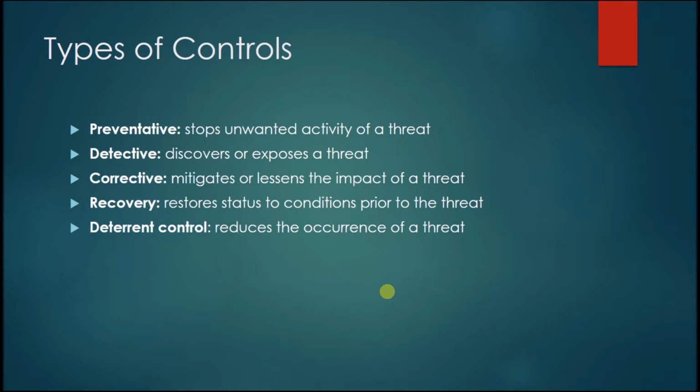As mentioned, there are different types of controls. A preventive control is one that stops unwanted activity of a threat. A detective control discovers or exposes a threat. A corrective control mitigates or lessens the impact of a threat. A recovery control restores status to conditions prior to the threat. And a deterrent control reduces the occurrence of a threat. Now, let's take a look at these individually.